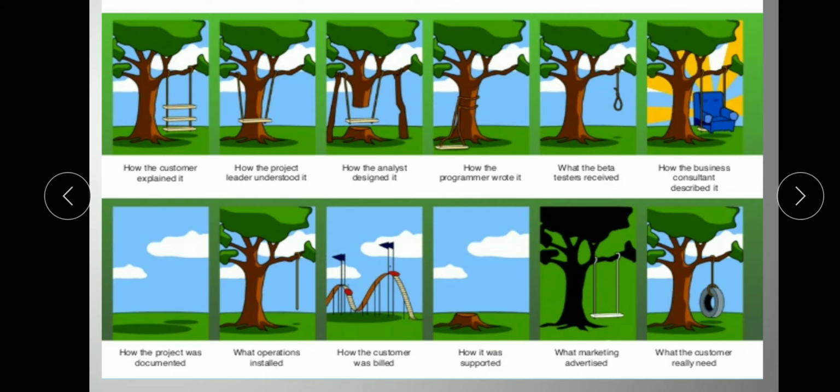For example, this diagram over here. Basically, all the customer needs are defined in a different manner. For example, the customer over here just needs a swing, but then that's how he explains it. How the project leader understands the project is different, and how the analyst designed it is again different. See, the design varies from step to step. For example, the programmer, the beta tester, and the business consultant over here, and how the customer was built here. And see, the design varies from person to person, as I told earlier.